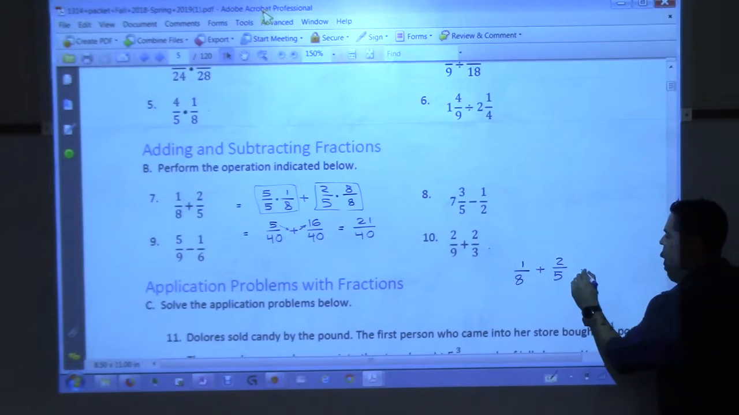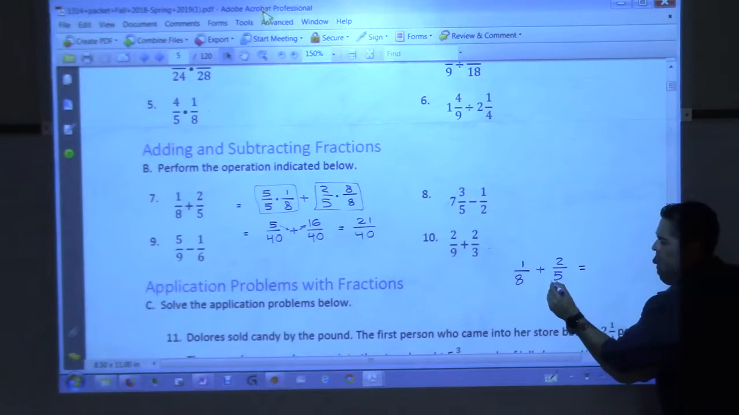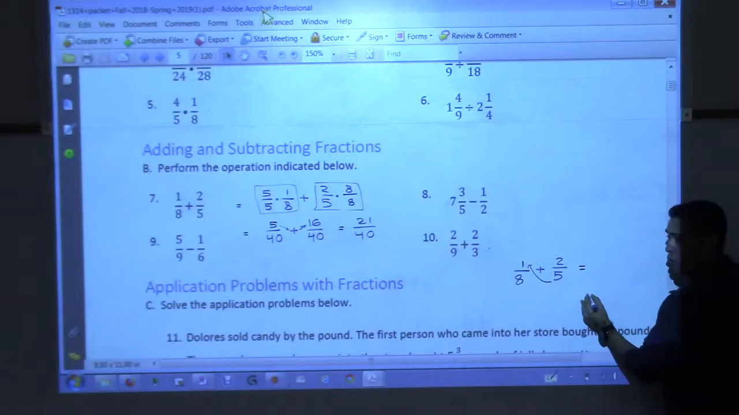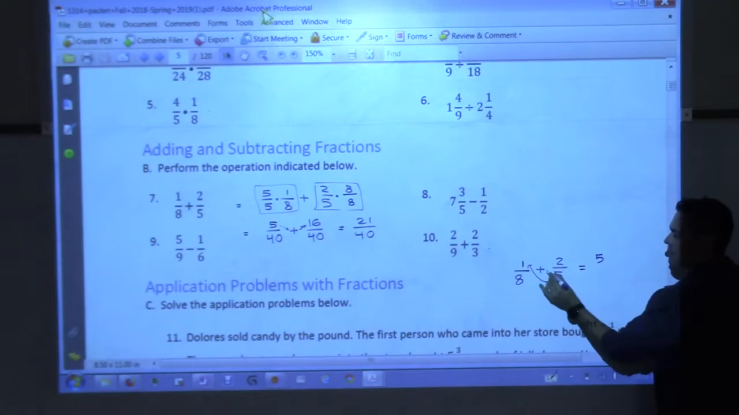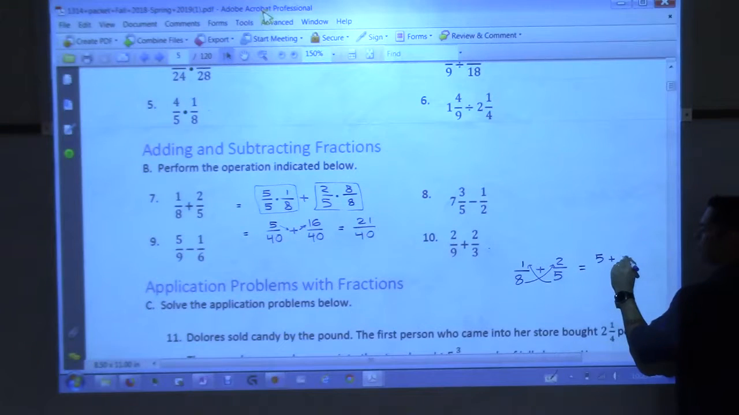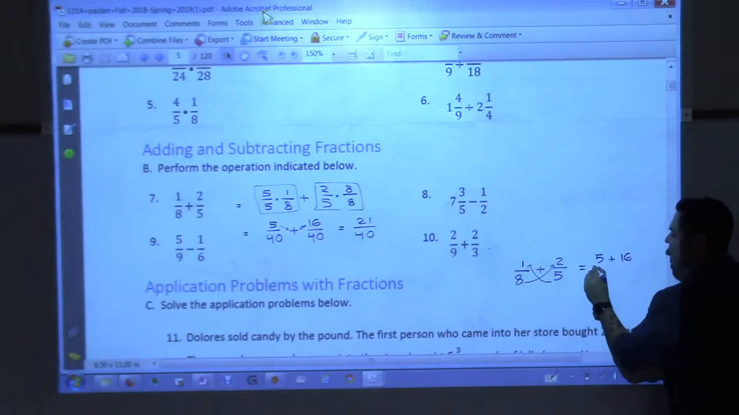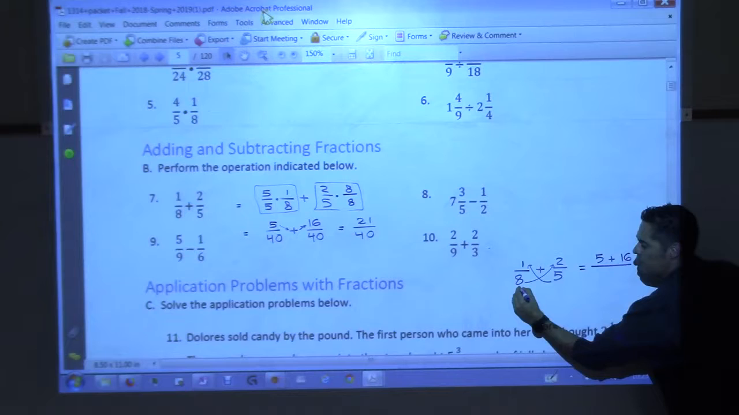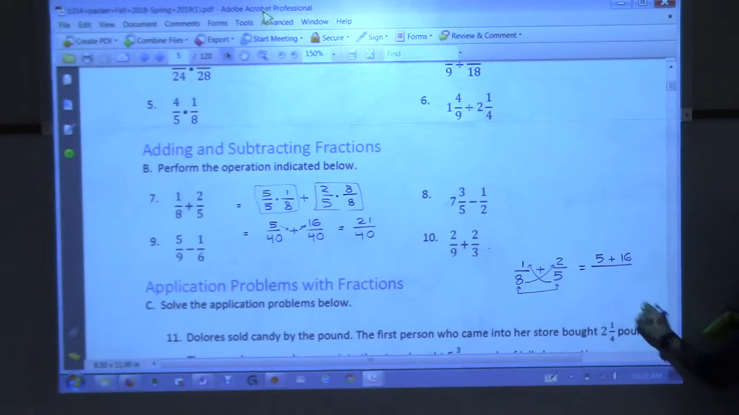Yeah, it's like a cross multiply. What you do here is you multiply 5 times 1, you get 5. Then you use this symbol, plus. Then you do 8 times 2, which is 16. And then you put over, and now what you do is you multiply these two together. And that 8 times 5 is 40. And then you get the same answer, don't you?